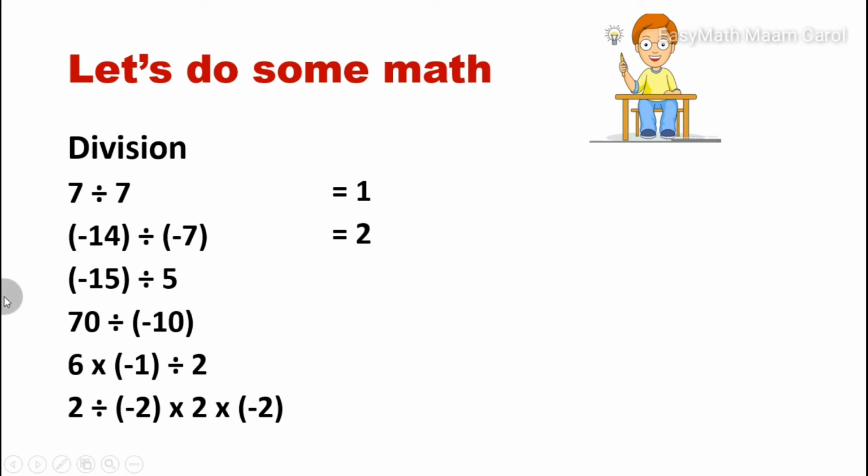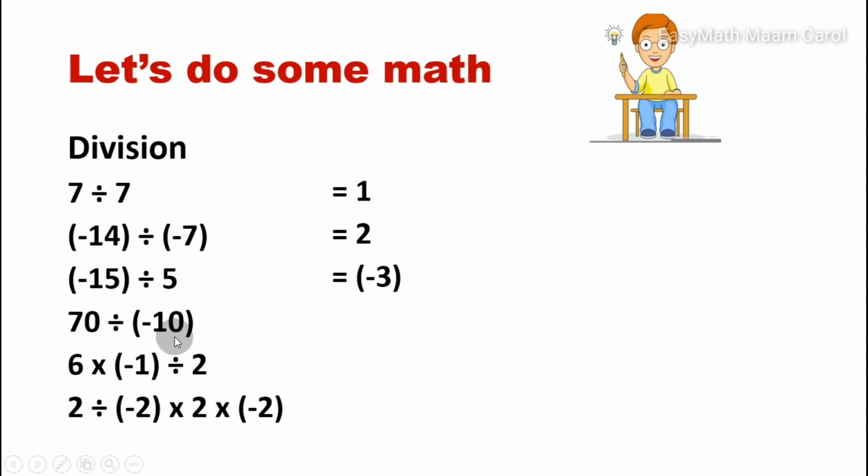So our answer is going to be positive 2. Now for the third, we have negative 15 divided by 5. Disregarding the negative sign first, let's do the absolute values. 15 divided by 5 is 3. So we have 3 here. And then what's the sign? Since the negative sign is alone, the answer is going to be negative. So that's negative 3.